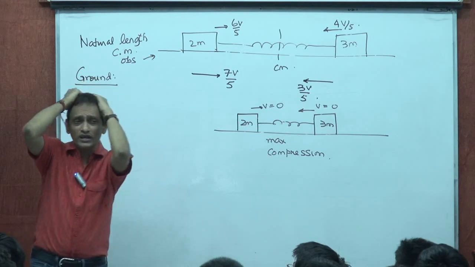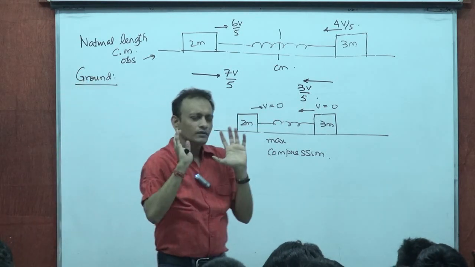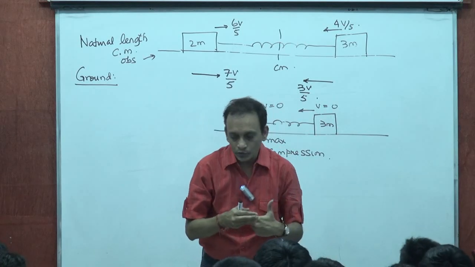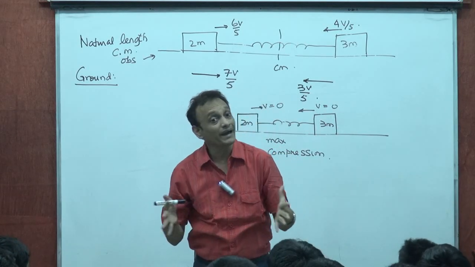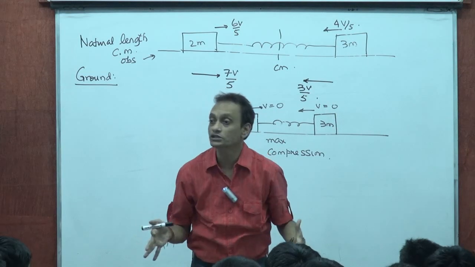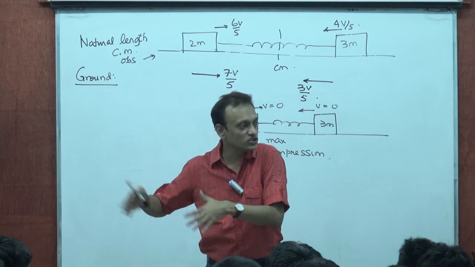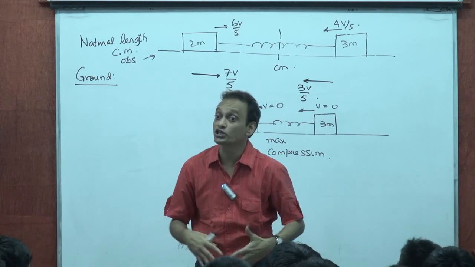Now, the important thing is, one thing I told you: you can calculate the maximum compression and the maximum elongation with the help of half mu v rel square equals half k x max square, applying the work energy theorem in the center of mass frame.